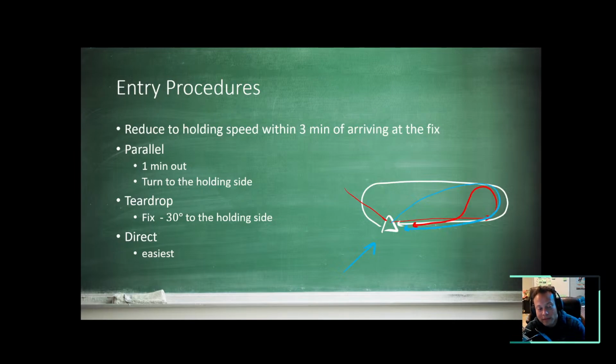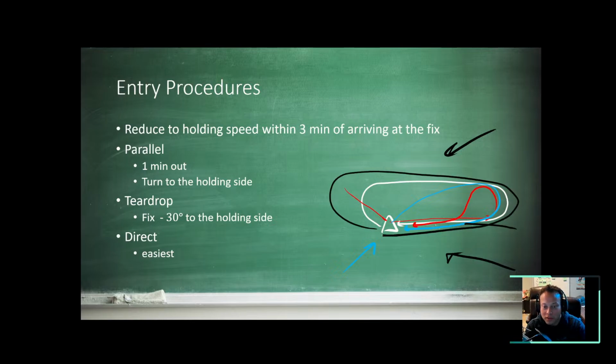and come inbound. And then direct is the easiest. We'll draw that one in, what do you think? Black? Black sounds good. We're just going to go direct to the fix, or direct entry into the holding pattern, and then execute the hold like normal. So there's parallel in red, your teardrop maneuver in blue, and the direct entry in black.